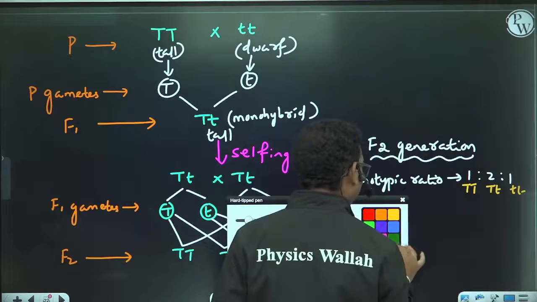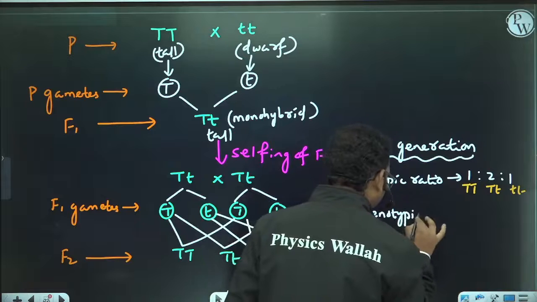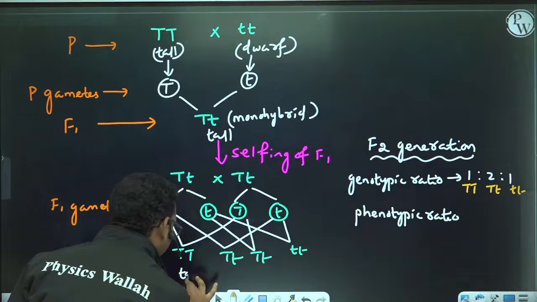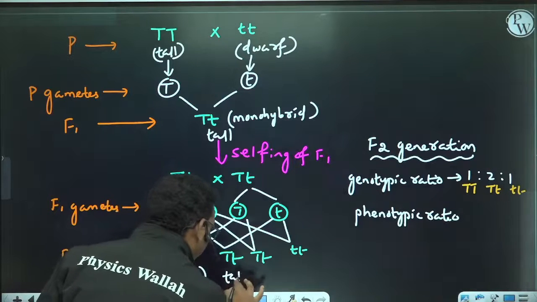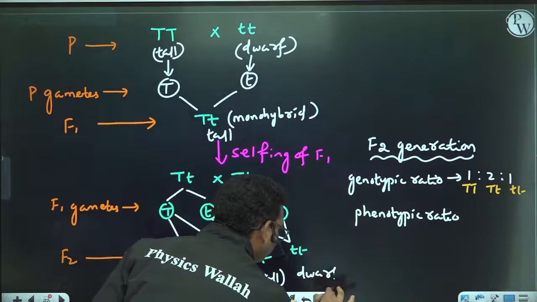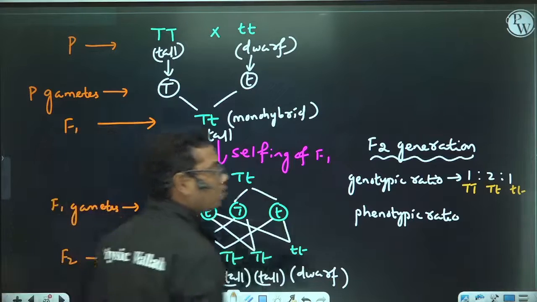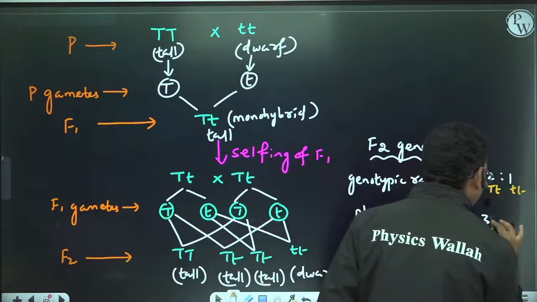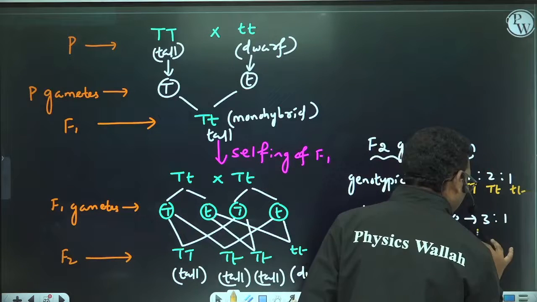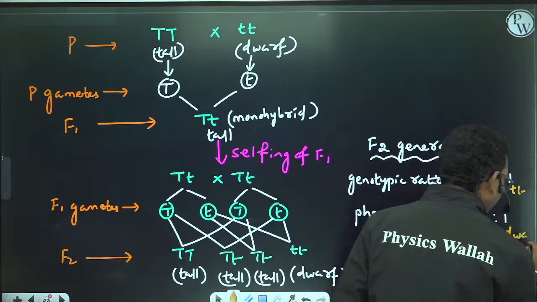What about the phenotypic ratio? This is tall, this is also tall, this is tall, and this one is dwarf. That means in the F2 generation, 1 is dwarf and 3 are tall. So I can say the phenotypic ratio is 3:1. Here this 3 indicates the tall plants, that means the dominant phenotype, and 1 indicates the dwarf plants, that means the recessive phenotype.